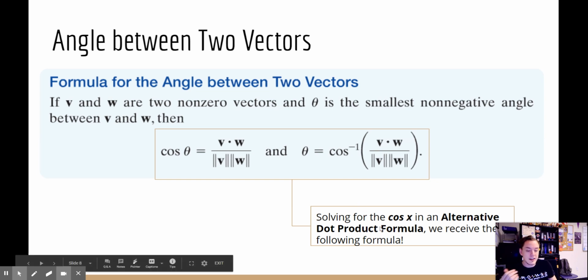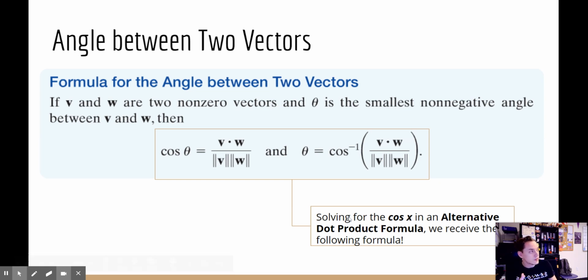So if I did an alternative dot product formula, you receive this formula. So there is an alternative dot product formula. I didn't show that to you for the sake of time, but if you're interested in that, just look it up.